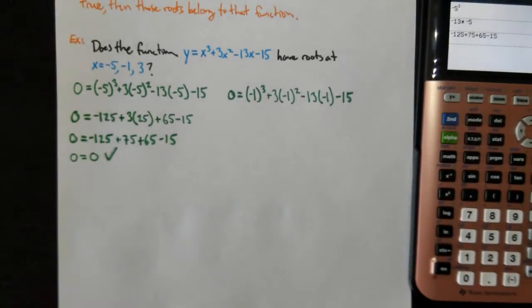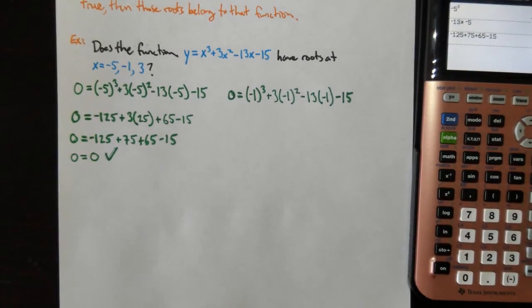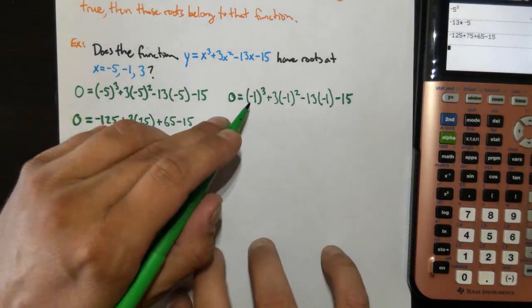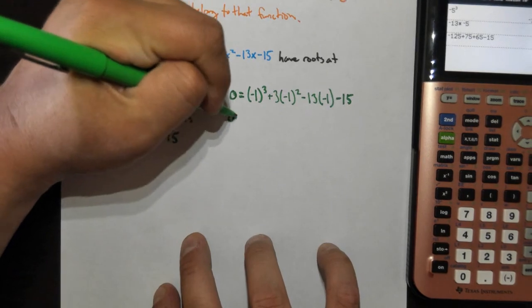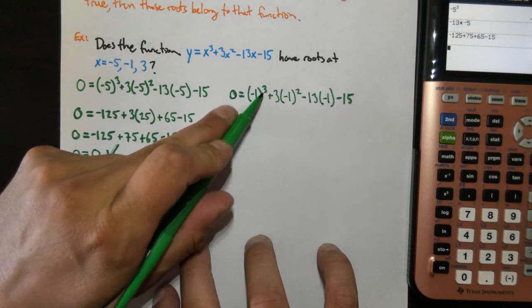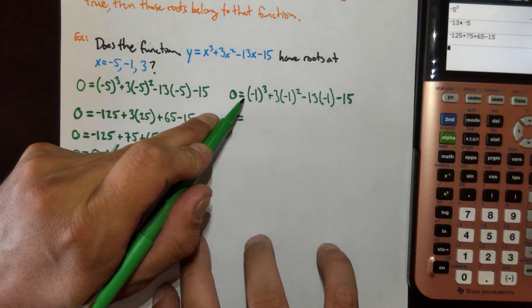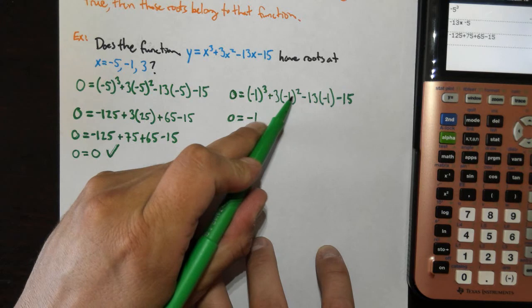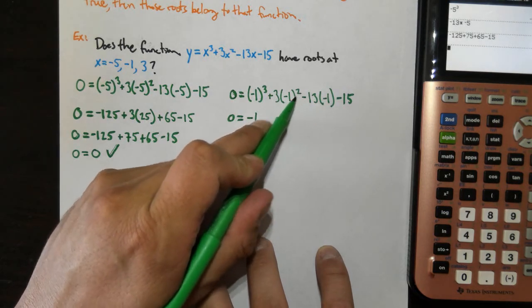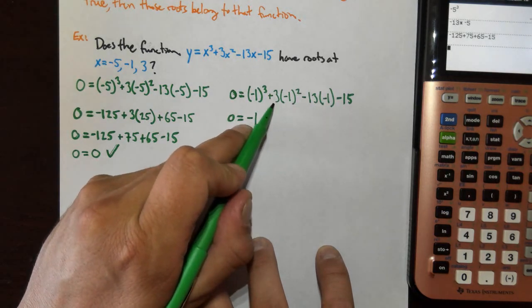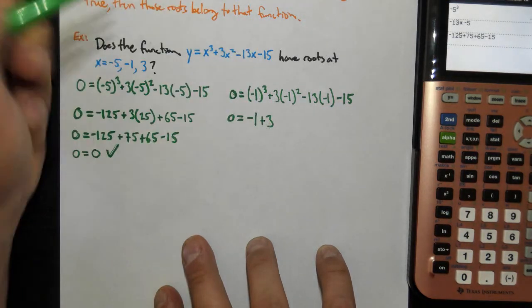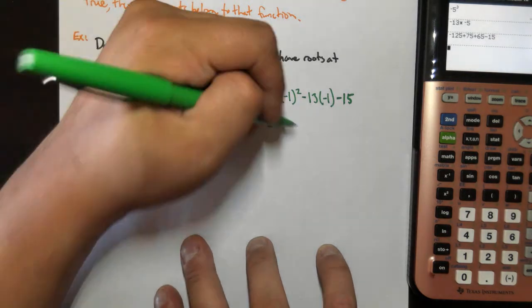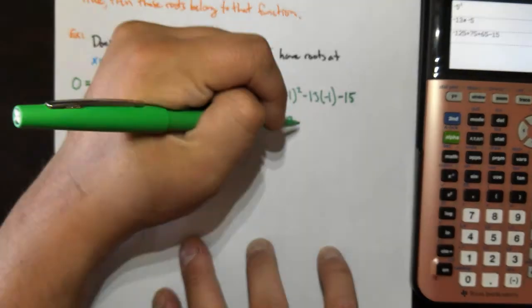All right, so let's go through this now. I don't think we'll need the calculator this time because powers of 1 are just 1. All we need to do is worry about the negatives here. So 0 equals negative 1 cubed, which is negative 1 times negative 1 times negative 1, which is negative 1. Negative 1 squared is positive 1. Positive 1 times 3 is 3, so plus 3. Negative 13 times negative 1 is positive 13. And we have minus 15.